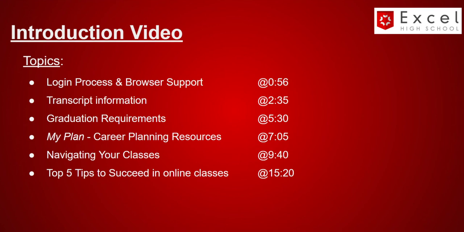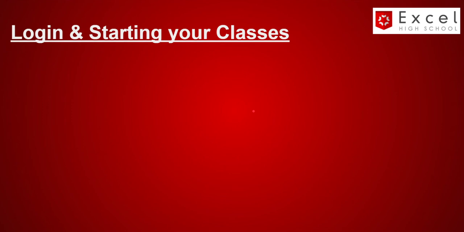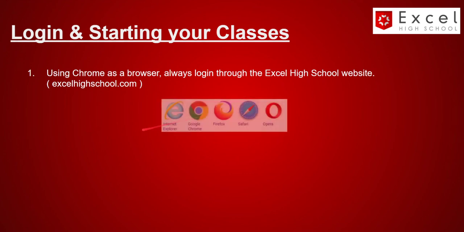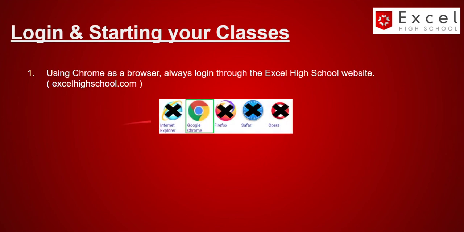So let's get started. First off, when you're logging in to Excel High School, always start by going through our website. And the browser that you're going to want to use is Google Chrome. Everything works best on that browser. So if you don't already use Google Chrome, use that for your Excel High School classes. The other ones are not going to work as well, especially Internet Explorer, especially Safari. Firefox sometimes works okay, but in general, Chrome is what you're going to want to use. So go ahead and download Chrome and use that for working on your classes.